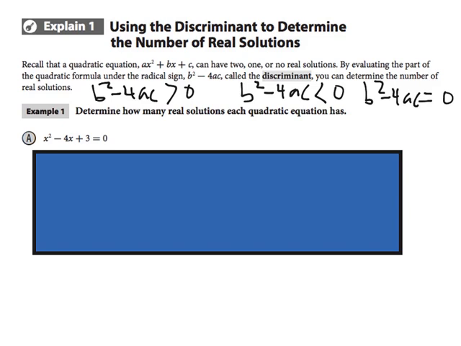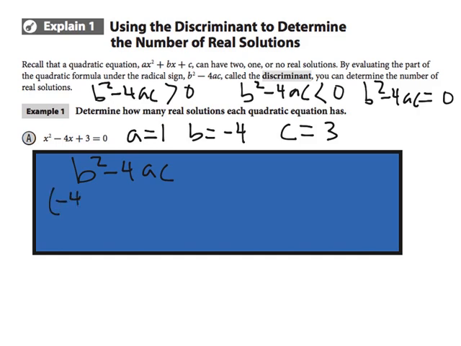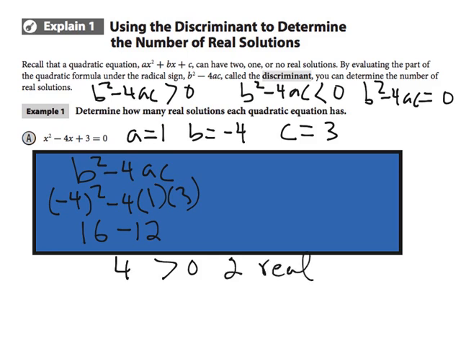So let's say, for example, determine how many real solutions each quadratic equation has. From here we know that the value of a is 1, the value of b is negative 4, and the value of c is 3. So we use the discriminant b squared minus 4ac. We have negative 4 squared minus 4 times 1 times 3. So we have 16 minus 12. The answer is 4, which is greater than 0. That means that we have two real solutions.